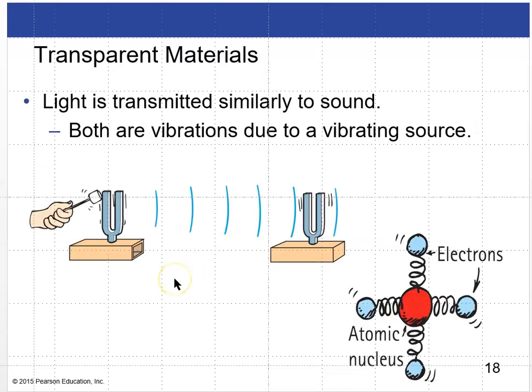Now, light is actually created similarly to sound. Both are due to vibrations, due to a vibrating source. For sound, it's usually something mechanical that's vibrating, like a tuning fork or a rubber band that you pluck. For electromagnetic waves, it would be electrons, moving charges that are vibrating back and forth.